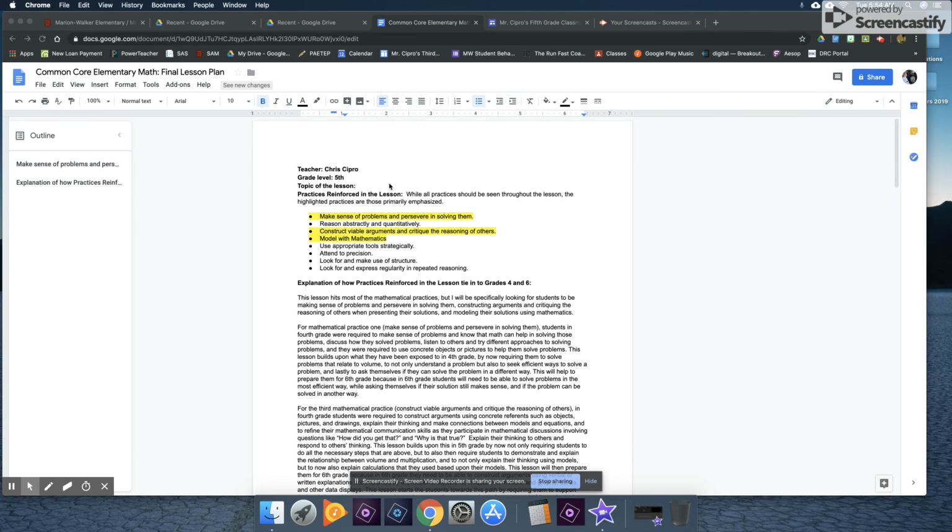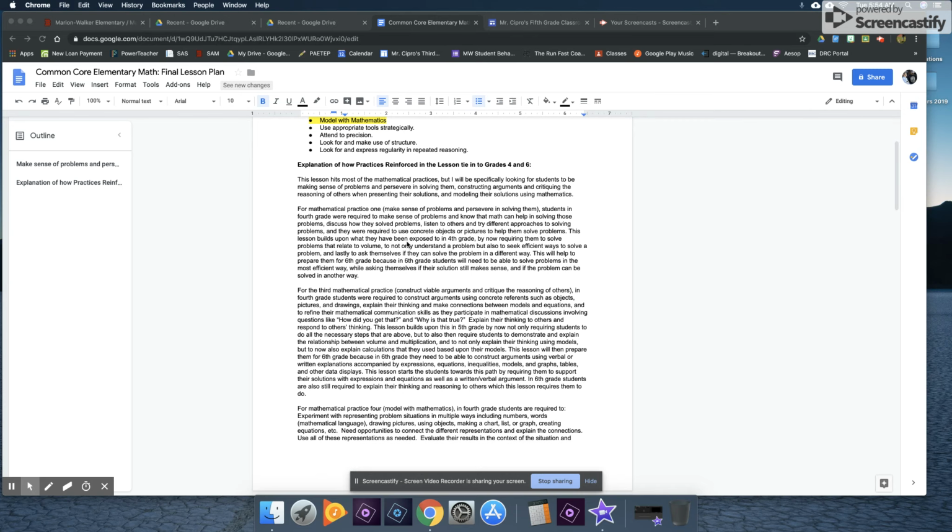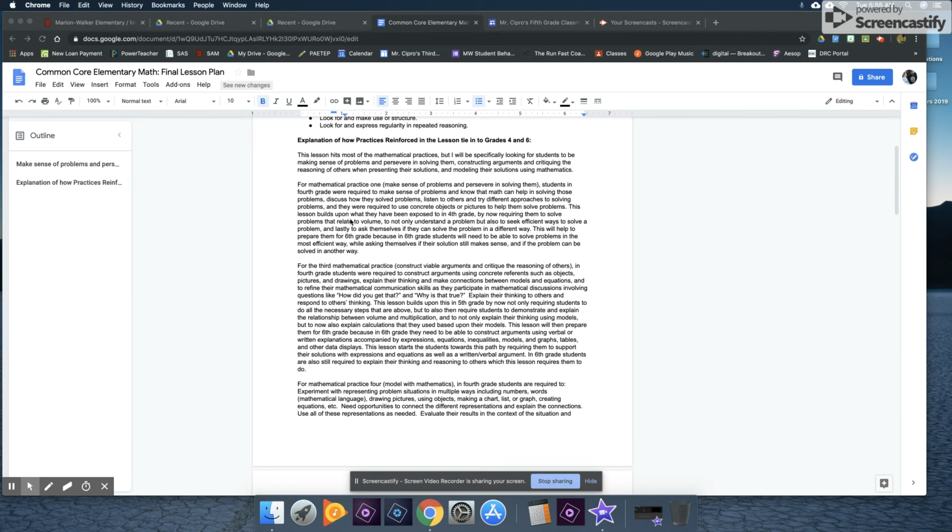So how does this lesson connect the 4th and 6th grade mathematical practice standards, specifically for these 3, even though I do touch on all of these strategies throughout the lesson? Well, for making sense of problems and persevering in solving them, they need to make sense of this problem, just like they're asked to do in 4th grade. They need to discuss how they solve the problems, just like they're done in 4th grade. They need to listen to others and try different approaches to solving the problems. And they require using concrete objects or pictures to help them solve problems. So they're using Unifix cubes, grid paper, and stuff like that to help them solve. So they're required to do all of this stuff that's required in 4th grade.